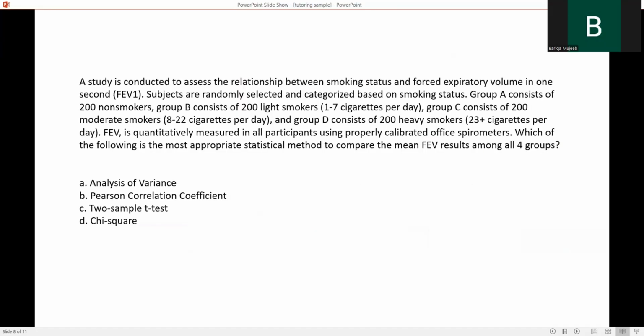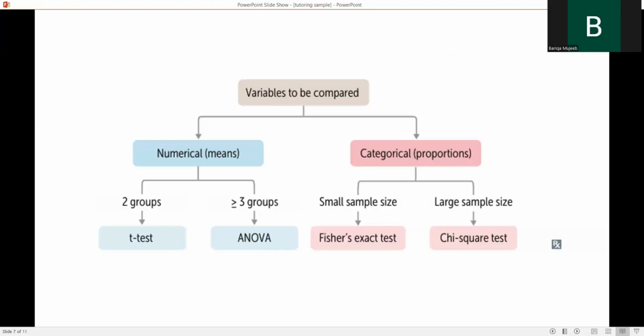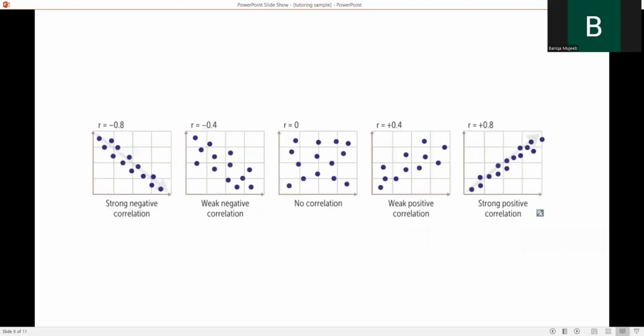Another option present here was the Pearson correlation coefficient, option B. What is the Pearson correlation coefficient? It is used to assess the relationship between two variables. It can be a direct relationship or an indirect relationship, it doesn't matter, but it helps to assess the correlation between the two variables. We will discuss the examples later.